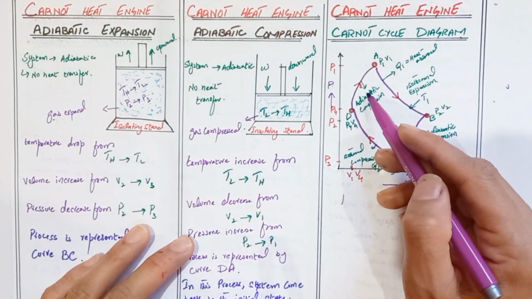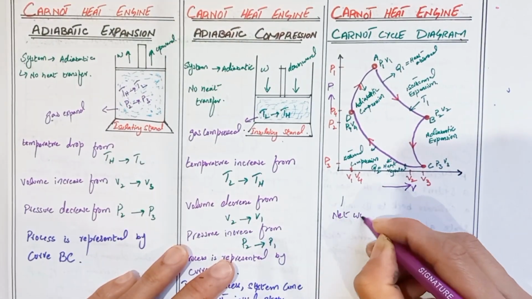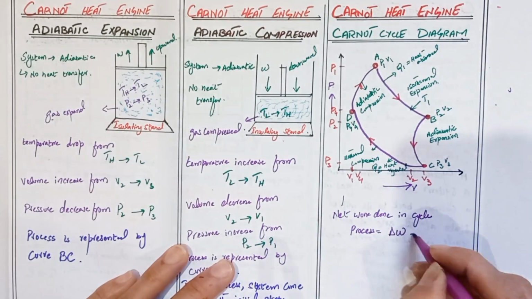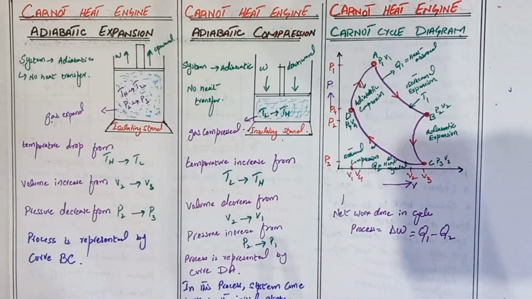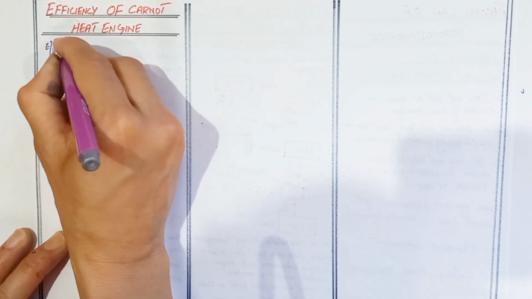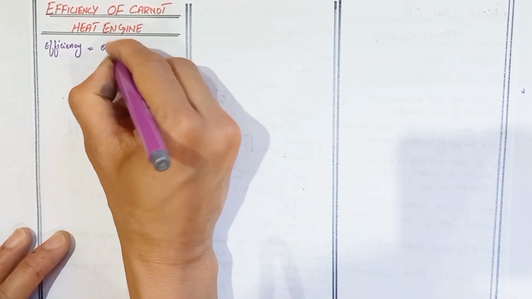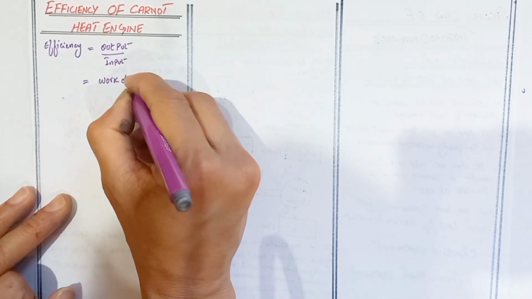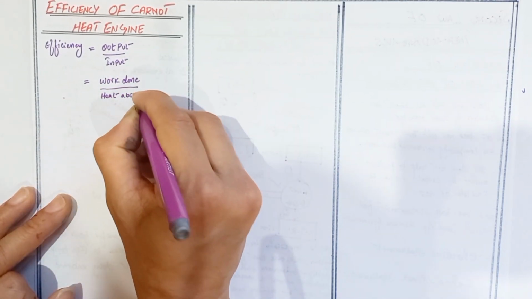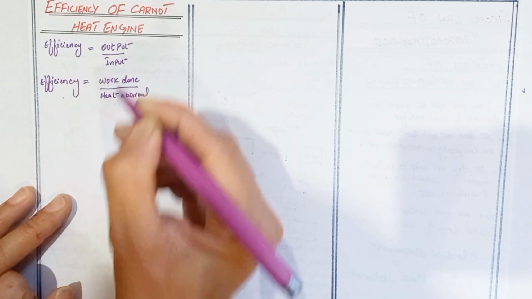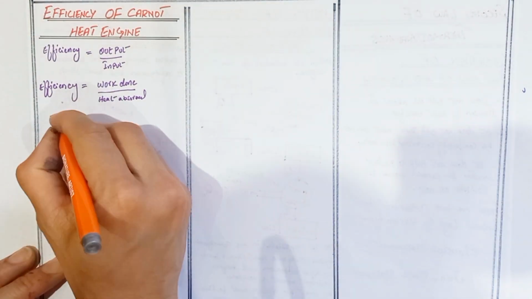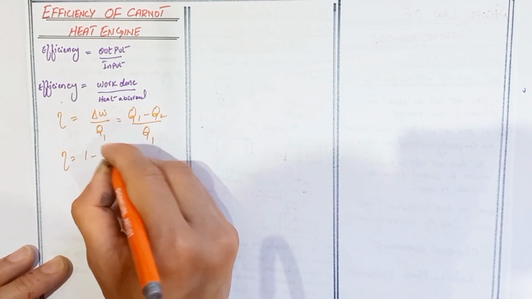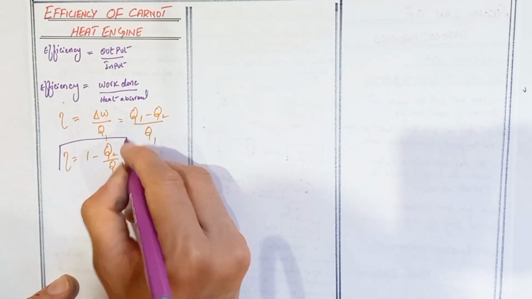The net work done in the cycle process is equal to delta W, which is equal to Q1 minus Q2. Efficiency of the Carnot cycle can be calculated by the formula efficiency equals output over input. Here the output in the Carnot cycle is the work done and the input is the heat absorbed. So efficiency, represented by eta, equals work done delta W over heat absorbed Q1. We know that delta W is equal to Q1 minus Q2, so eta is equal to 1 minus Q2 over Q1. This is the formula to calculate the efficiency of the Carnot cycle.